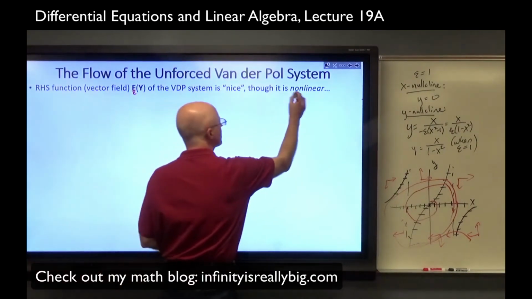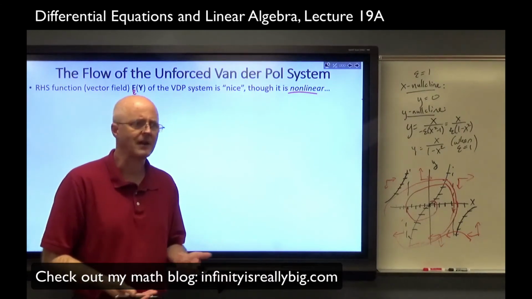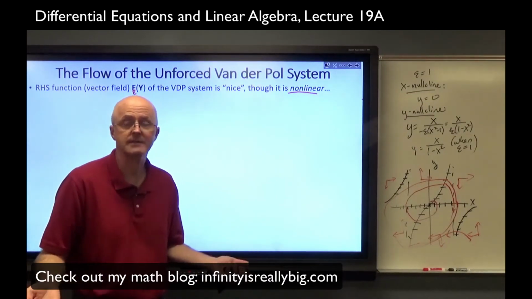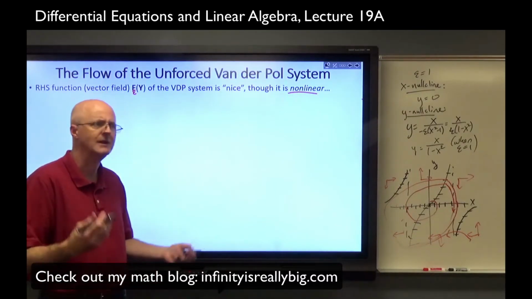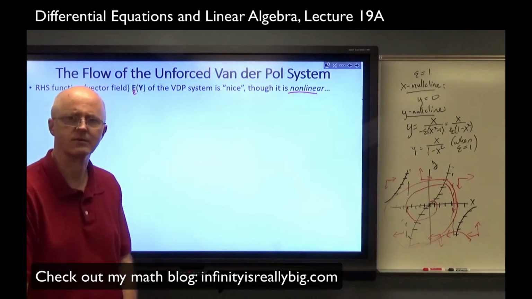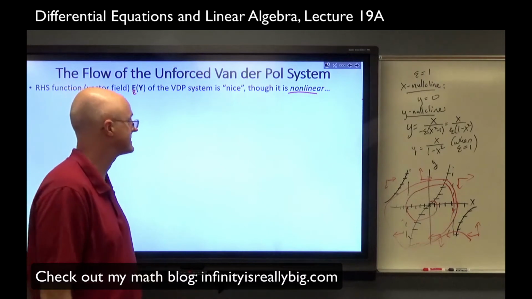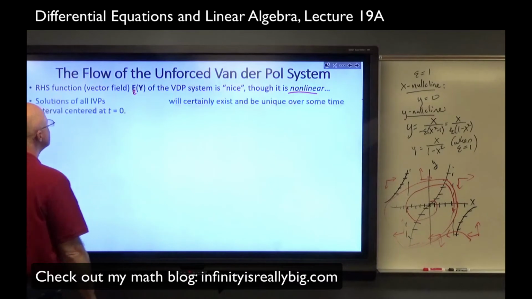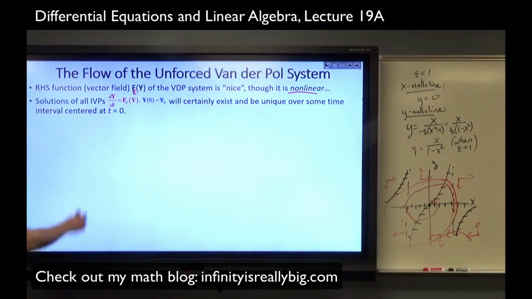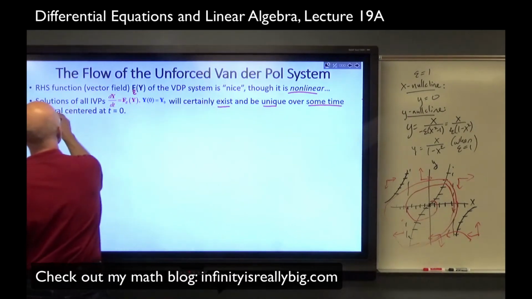It's nonlinear, but it's a relatively nice formula. It's nice and continuous. The components are nice differentiable functions. You could even say continuously differentiable. The derivatives exist and are continuous functions. In fact, you could say it's infinitely continuously differentiable. Though if you keep differentiating, since it's polynomial terms, you're eventually going to get 0. That doesn't happen with things like cosines and sines. Solutions to these initial value problems will certainly exist and be unique over some time interval centered at time 0.